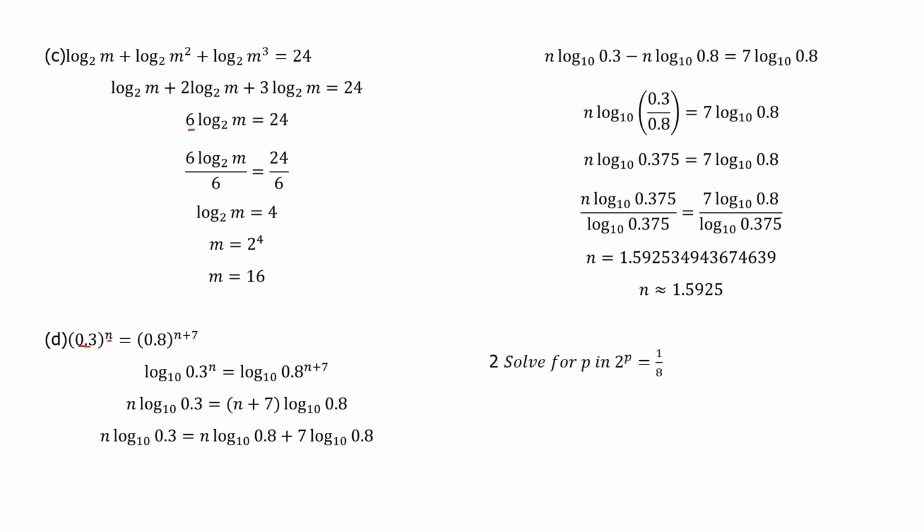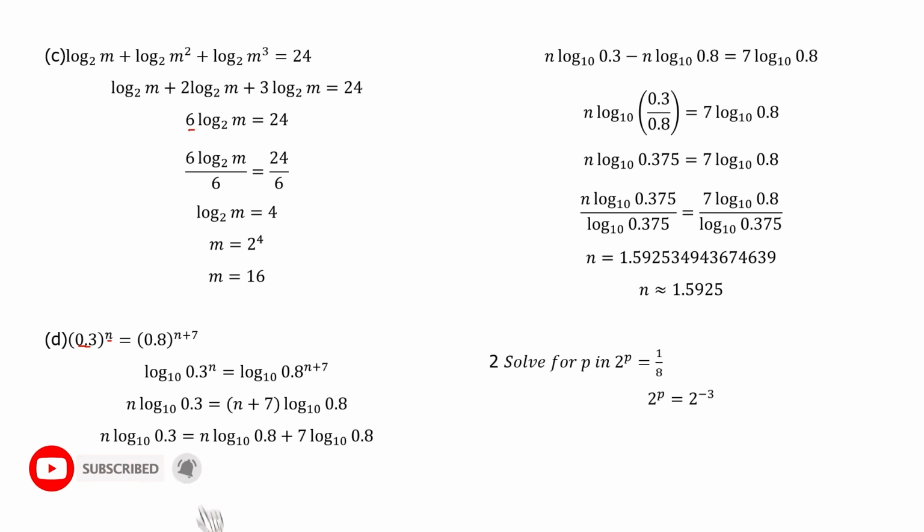This example 2 is going to show us how we used to drop those bases. So solve for p in 2 power p is equal to 1 all over 8. The 8 is the same as 2 power 3. The 1 all over 2 power 3 is the same as 2 power negative 3. Hope you remember that. So I go straight to that step.